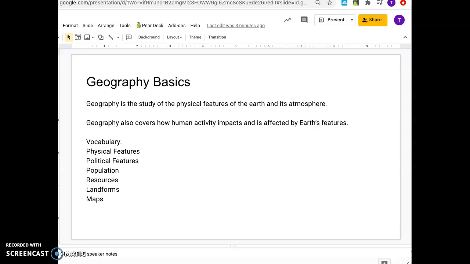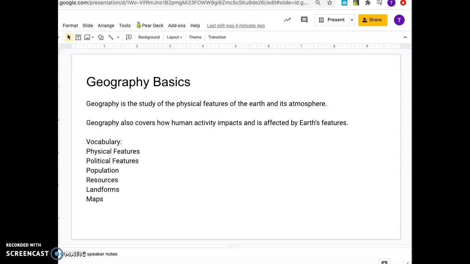So a few of the vocabulary terms that we need to know. Physical features means the natural earth around us, mountains, oceans, rivers. Political features are things that humans have made. So buildings, for instance, are political features. Population, the number of people in a given area. Resources are things we use from the world around us. So we use trees to make paper and lumber for houses, for instance. Landforms are those physical features.